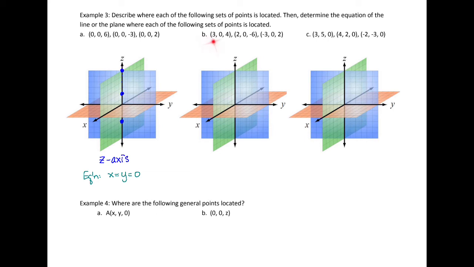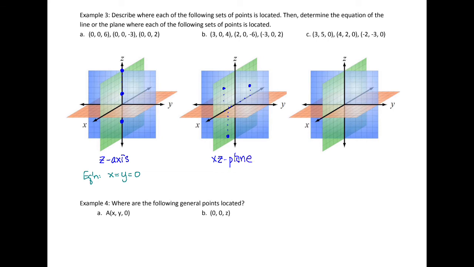Part B, the first point is 3, 0, 4. So 3 for the x, 1, 2, 3, y is 0, and 4, 1, 2, 3, 4. So the point's right there. Next one, 2 for the x, 1, 2, 0 for the y, and -6 for the z. So 1, 2, 3, 4, 5, 6 is right there. And the next one, -3 for the x, -1, -2, -3, and 0 for the y, and 2 for the z, 1, 2. As you can see, all those 3 points lie on the green plane. And the green plane is actually called the XZ plane.